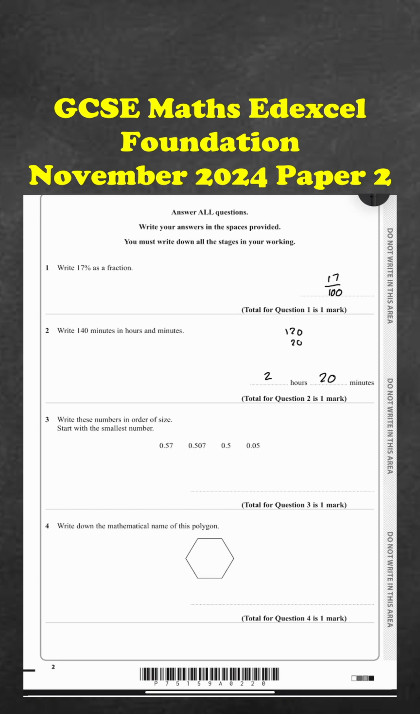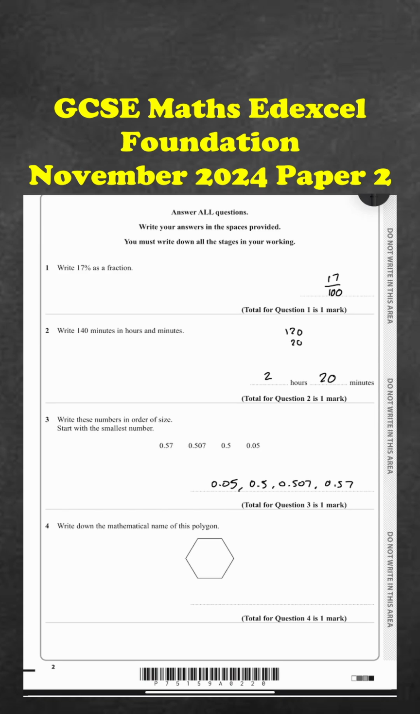Question number 3. Write these numbers in order of size, starting with the smallest number. Well, the smallest one here is our 0.05. Then 0.5 is smaller than 0.507. And then 0.57 is the largest.